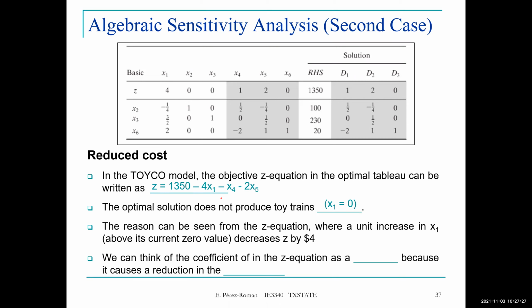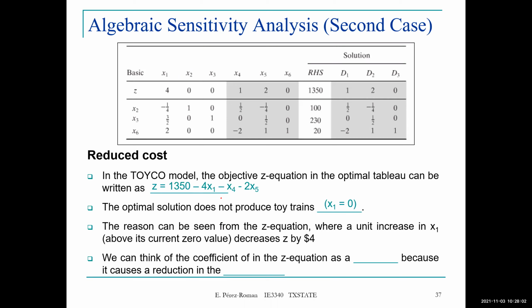So if you increase x1 here, what's going to happen? If you see this objective function in the first bullet, right? That's why you end up producing 0 trains. I'm sorry, x1 was the trains, right? When you look at the optimal solution in that tableau, it's telling you that if you decide to produce that product, that's going to decrease your profit, right? So it's not a good decision for you.